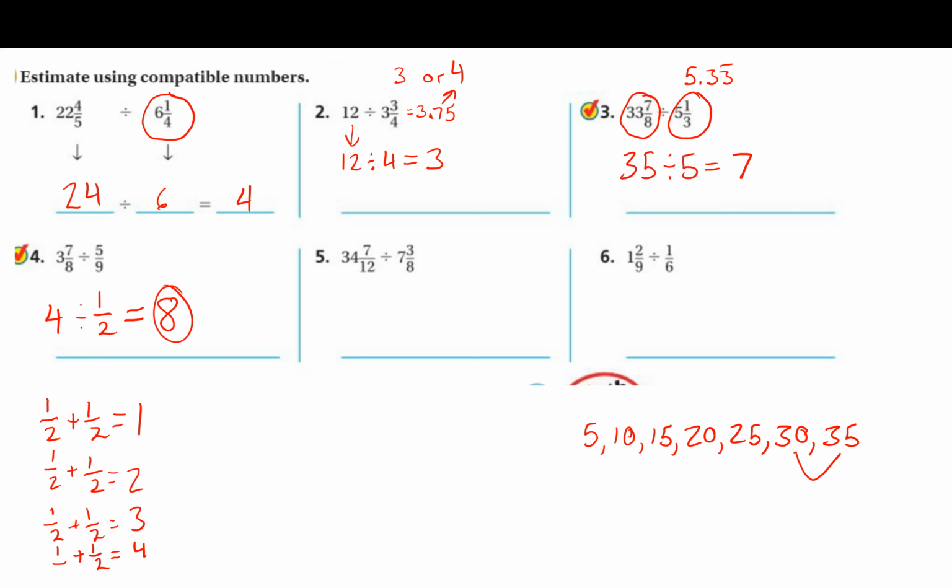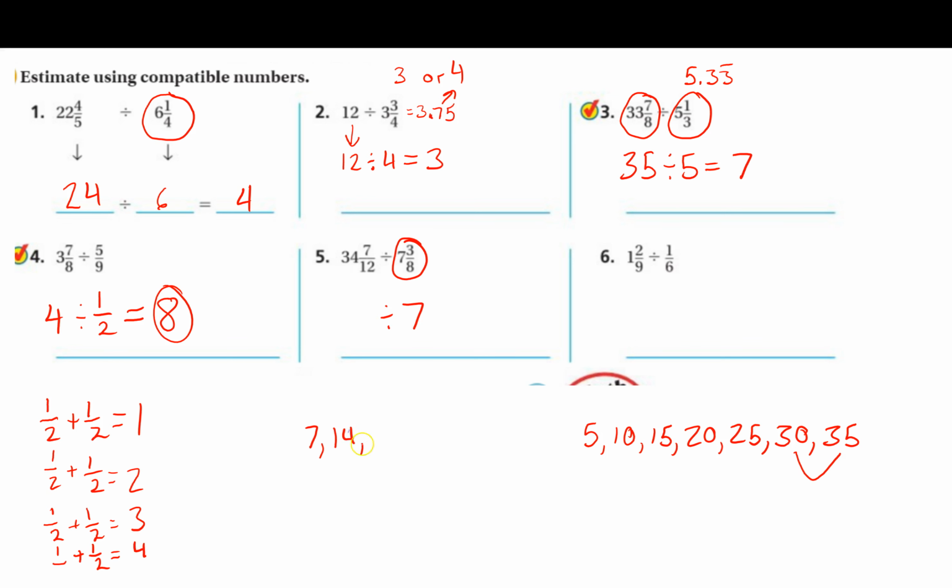All right, let's go on to number 5. Okay, this time, again, usually I'm going to look at the second number. 7 3/8 is closer to 7. Once I've decided that, now I can count by sevens and get as close to 34 7/12 as I can.